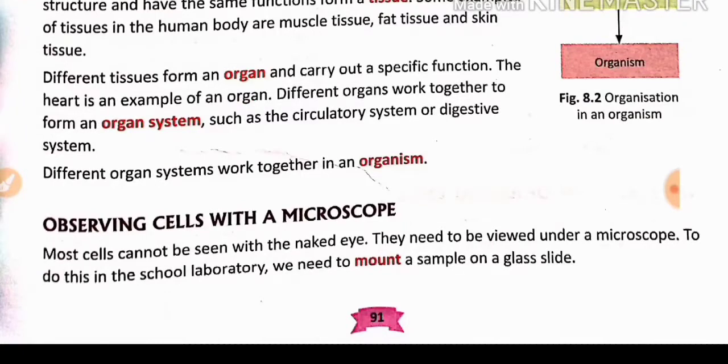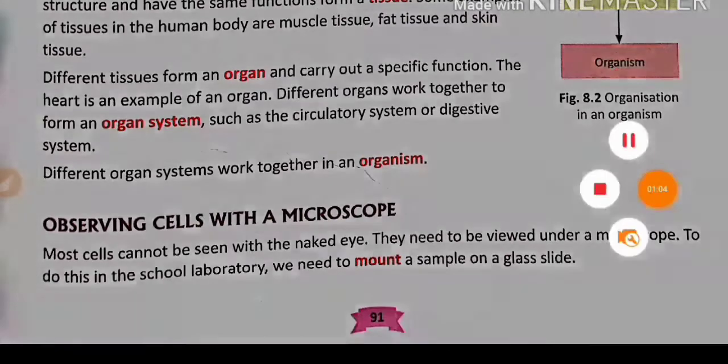Dear students, today we will talk about observing cells with a microscope. As we know, cells cannot be seen by the naked eye, so we use a microscope. To do this in the school laboratory, we need to mount a sample on a glass slide. When you go to higher classes, you will do this activity also. Now we will read which substances are found within the cells.